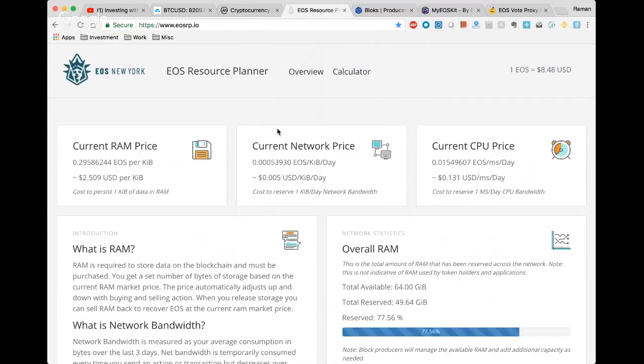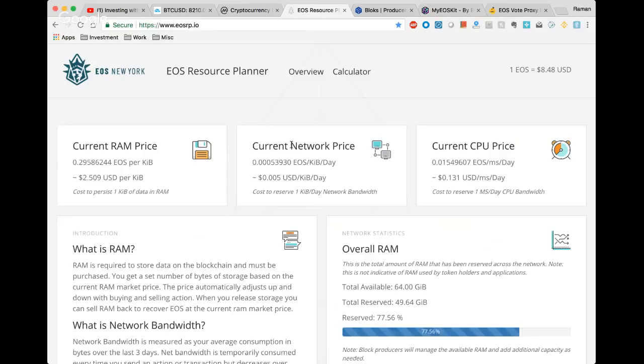So these are the three resources on EOS. For network and CPU, these two are reusable resources. That means these are mostly time shared, and that depends on how many tokens you own and stake. The RAM is a persistent memory. It cannot be shared. Once you reserve RAM, it is only yours and it is associated with your account. So for RAM, you don't stake your tokens, you buy it and you lose that EOS, but you get RAM in your account, which is a commodity, and you can always sell it and get your EOS back.